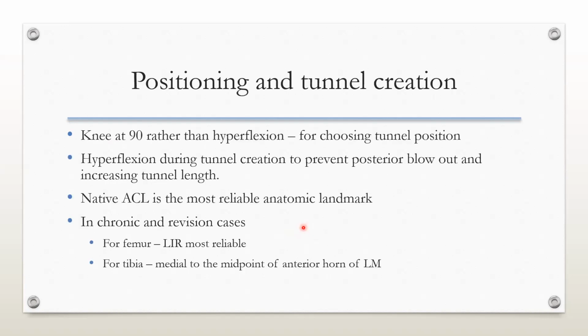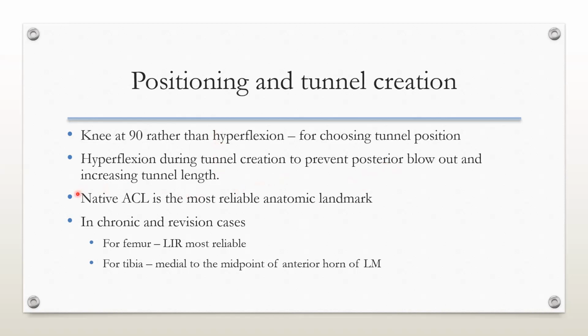Just a few points about positioning and channel creation for the femur. It is advisable to keep the knee at 90 degrees rather than hyperflexion for initial choosing of the entry tunnel position, since this gives better control and better visualization in locating the landmarks as well as making the initial entry point. And hyperflexion is recommended during tunnel creation with the reamer, the advantage being that it prevents posterior blowout and also increases the length of the tunnel gained within the femur.